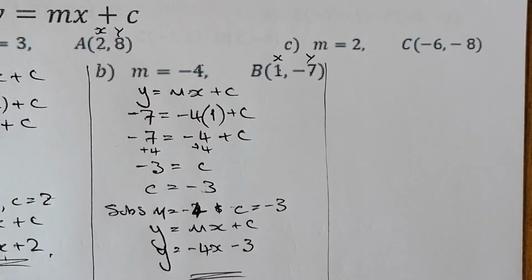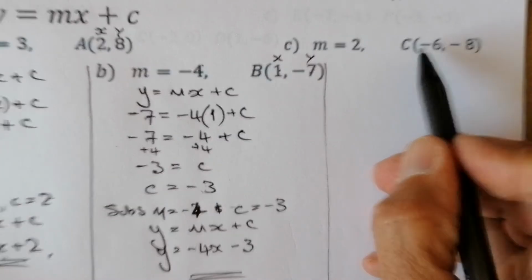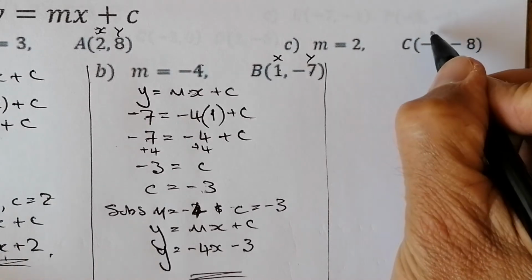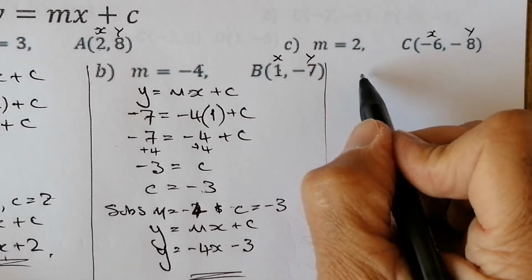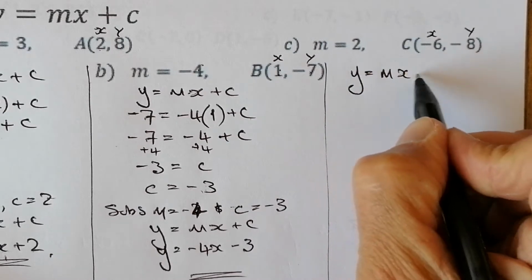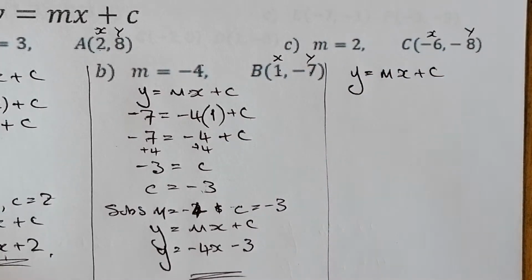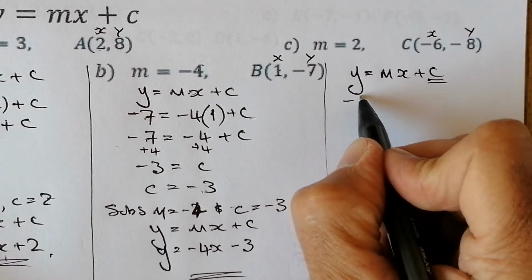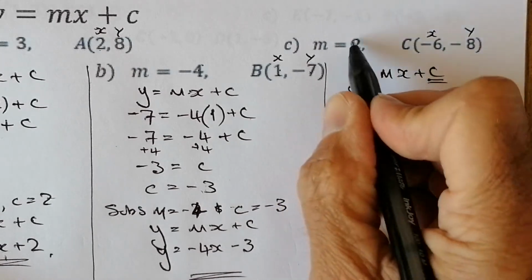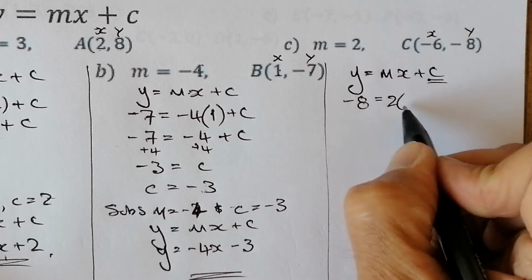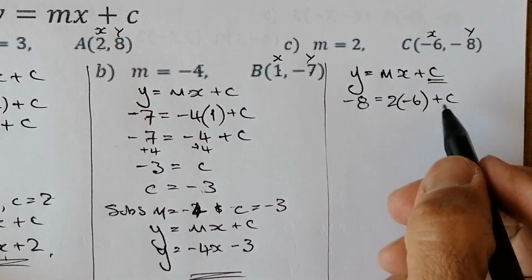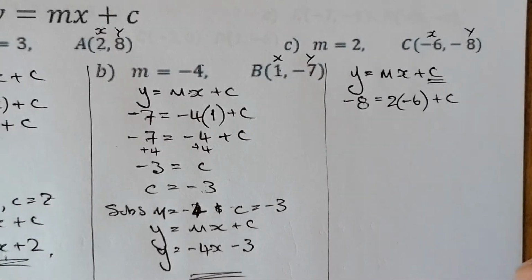Right, what we have over here is a gradient of 2, and a point (-6, -8). So that's my x coordinate, my y coordinate. Remember, I'm using y equals mx plus c as the equation to work out the y-intercept. That's what I'm trying to get first of all. So let's put our points in. -8 is y, m is 2, x is -6, and c is just a plus c, because that's the one I'm trying to work out. That's the y-intercept we're working out.